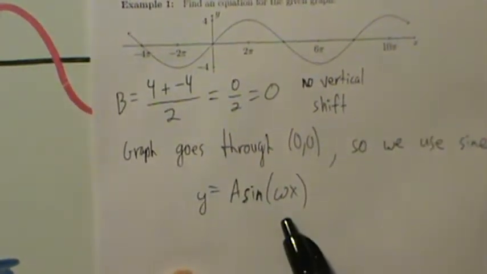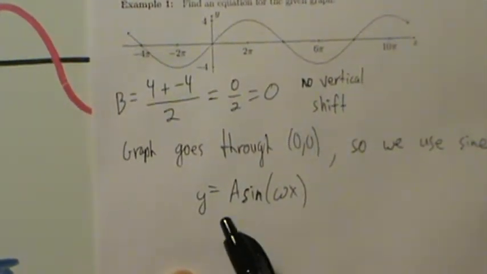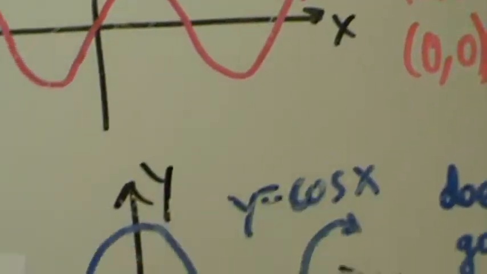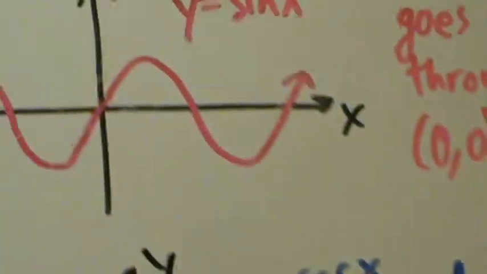a sine omega x. So now we have to determine a and omega. Okay, so that's it for step 2. Remember, for step 2 we use these graphs here. We know sine goes through (0, 0). Cosine does not go through (0, 0). Those are the facts that we use there.